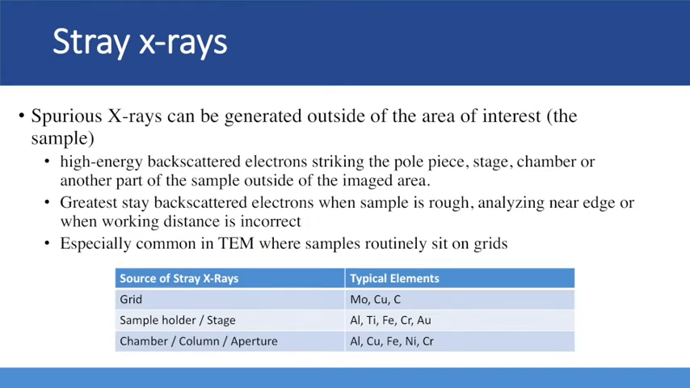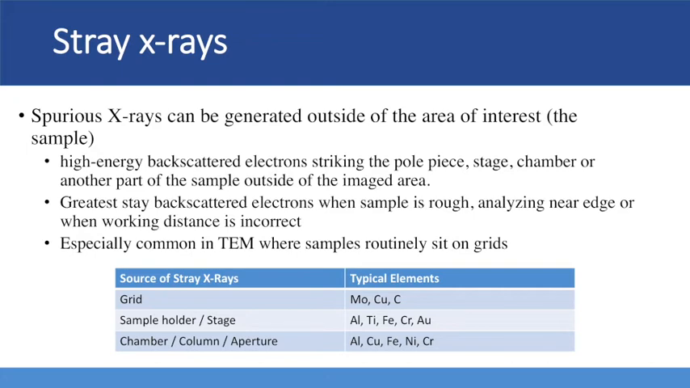If you are looking at your spectrum and you find that there are elements present that should not be there, but there's no indication that there's any overlapping sum peaks, it might be due to stray X-rays. These are X-rays produced from the sample holder or other materials in the microscope itself. A lot of times this is due to high energy backscatter electrons generated by the sample hitting something in the microscope that also generates an X-ray. These problems are exacerbated when the sample is rough. If you are analyzing a part of a sample near an edge, or if your working distance is not correct, it will also be worse.